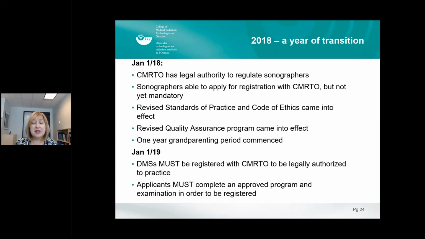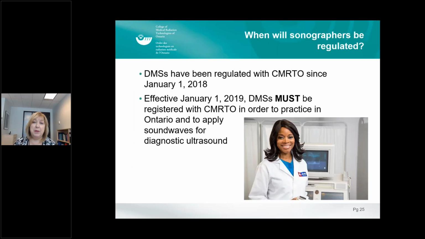And starting January 1, 2019, the grandparenting period will finish, and any applicant must complete an approved program and an examination in order to be registered. But we'll look at that in more detail now.